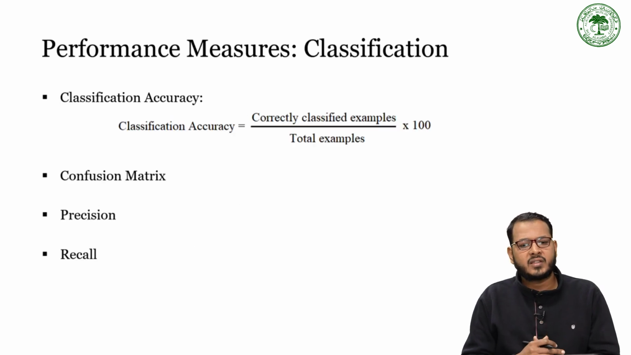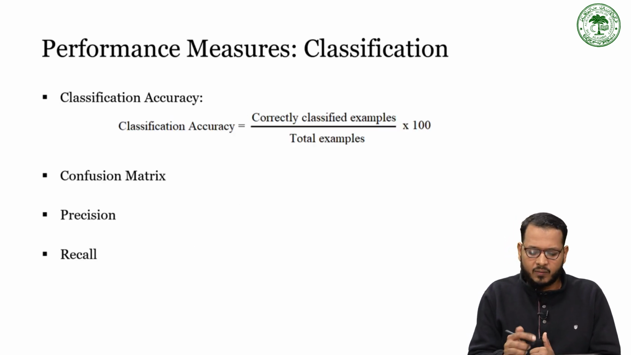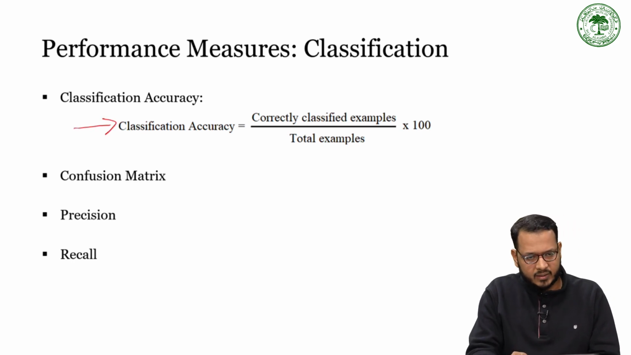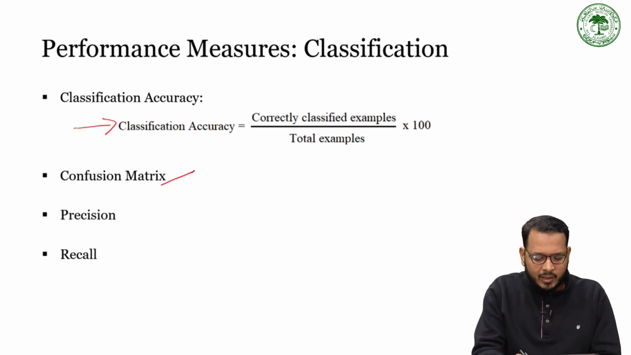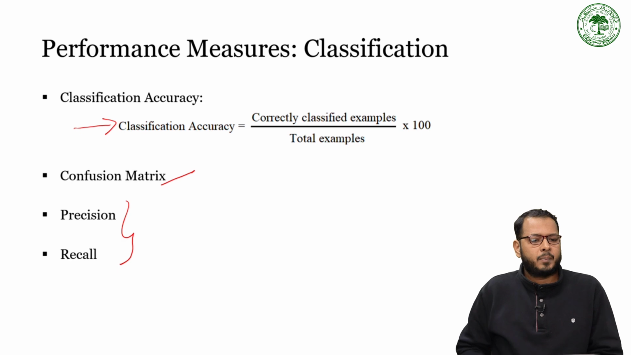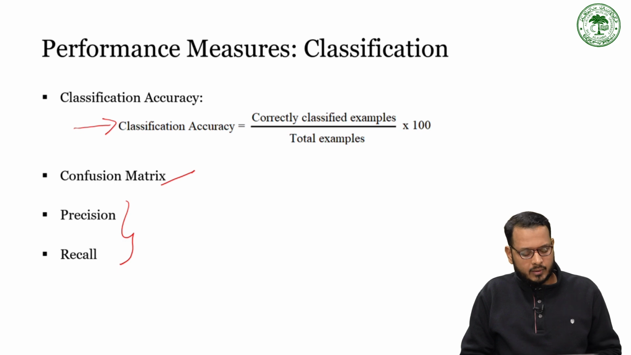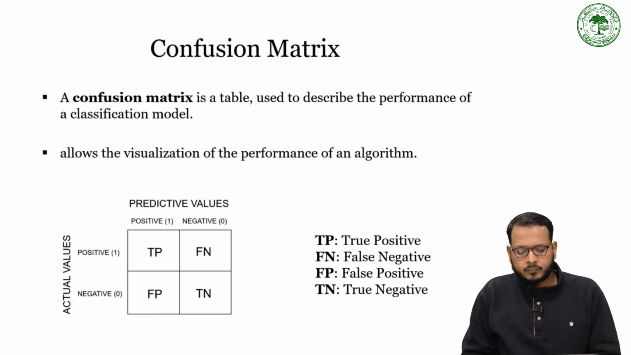Then for classification, we have other measures also than classification accuracy. The other commonly used representations are the confusion matrix, and these two measures, precision and recall, which are also used very commonly. Let's see what they are. Let's first start with the confusion matrix.